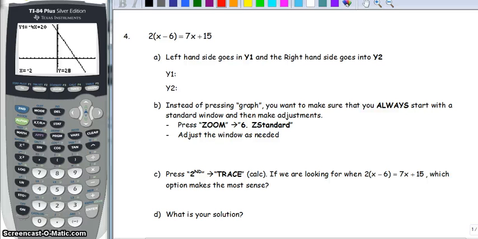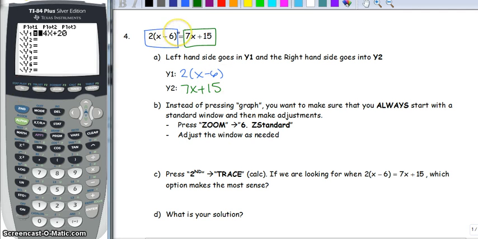For number 4, we've got 2 times x minus 6 is equal to 7x plus 15. Our last equation, we had y equals. In this case, we have two pieces, no y equals. The left-hand side is going to go into y1, and the right-hand side is going to go into y2. And you actually don't have to change anything about it. You don't have to distribute the 2. You don't have to simplify anything. So we've got 2, parentheses, x minus 6. And we go down to y2, 7x plus 15.